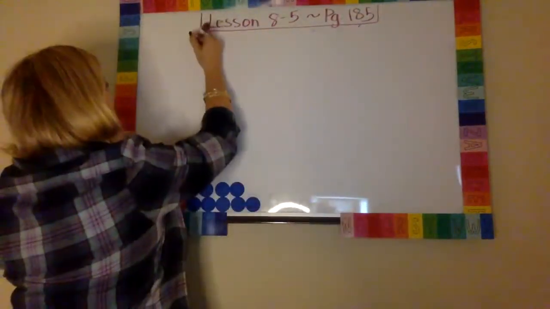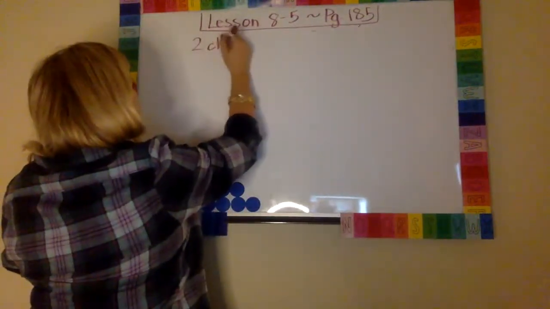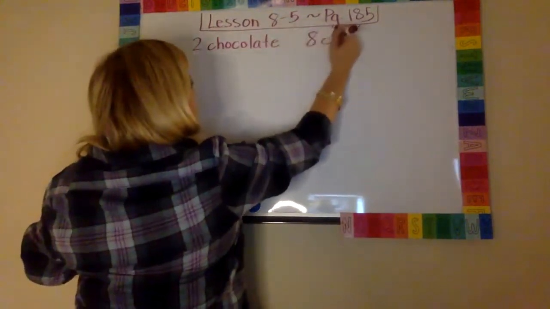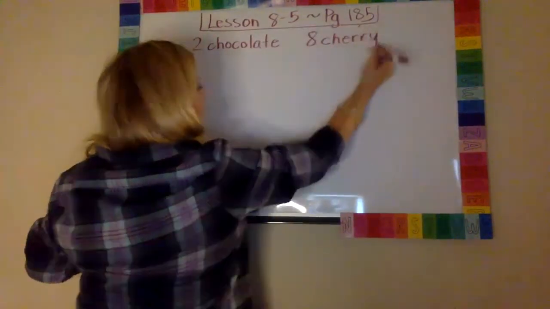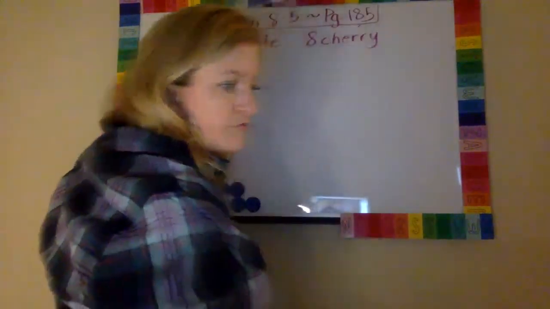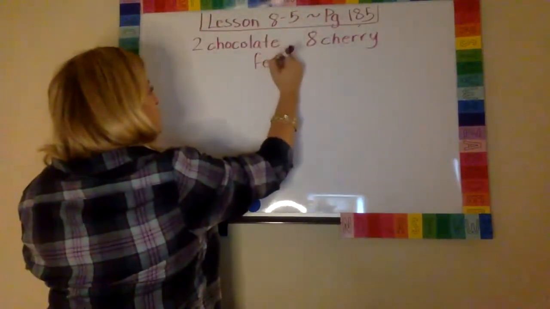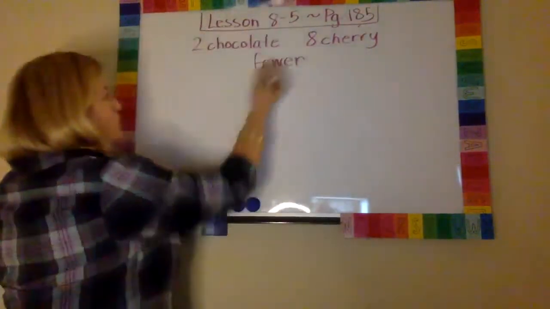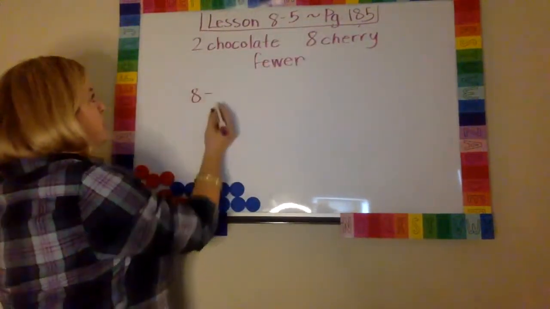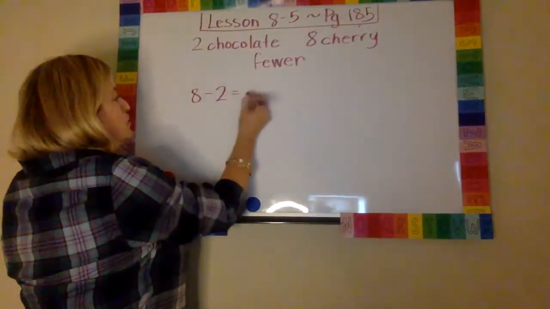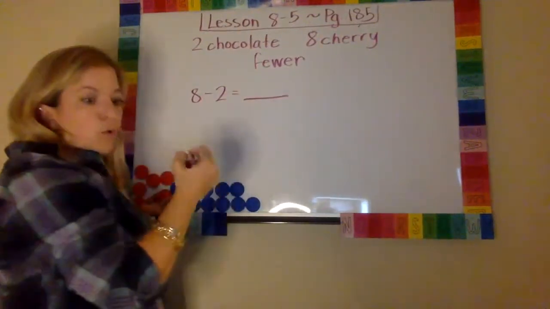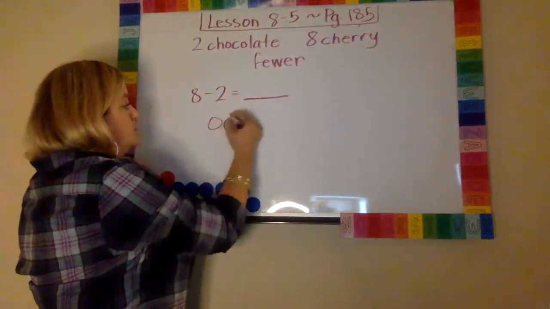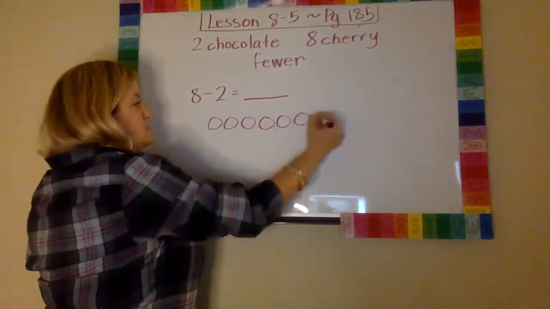2 chocolate, that's your chocolate, and 8 cherry. How many fewer chocolate cookies? So the first number comes first, 8, minus the only other number we know, 2, equals no clue. One thing you can do is draw the 8 and the 2. So 1, 2, 3, 4, 5, 6, 7, 8.